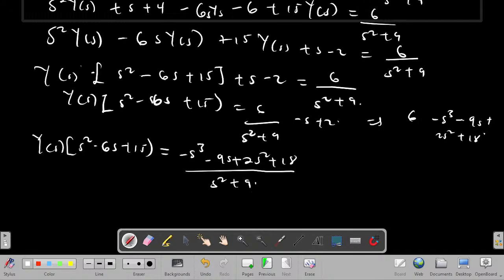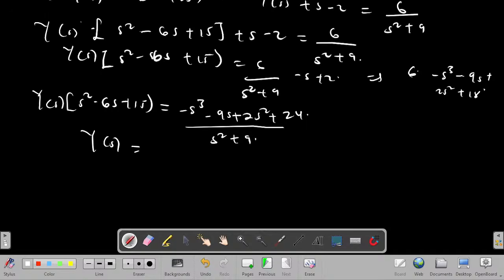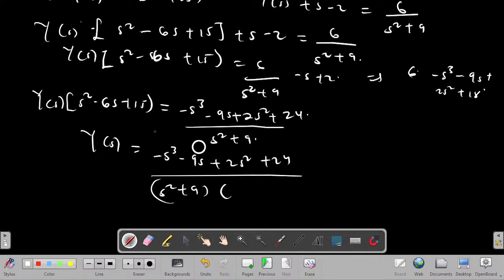So let me see. I think I omitted the plus 6. Okay, so the 18 plus the 6 here, that was plus 6 here. 18 plus 6 should be 24, not 18. So plus 24. So my capital Y of S is equal to negative S cubed plus 2S squared minus 9S plus 24, all over the expression S squared plus 9, one bracket, and the other bracket, S squared minus 6S plus 15.